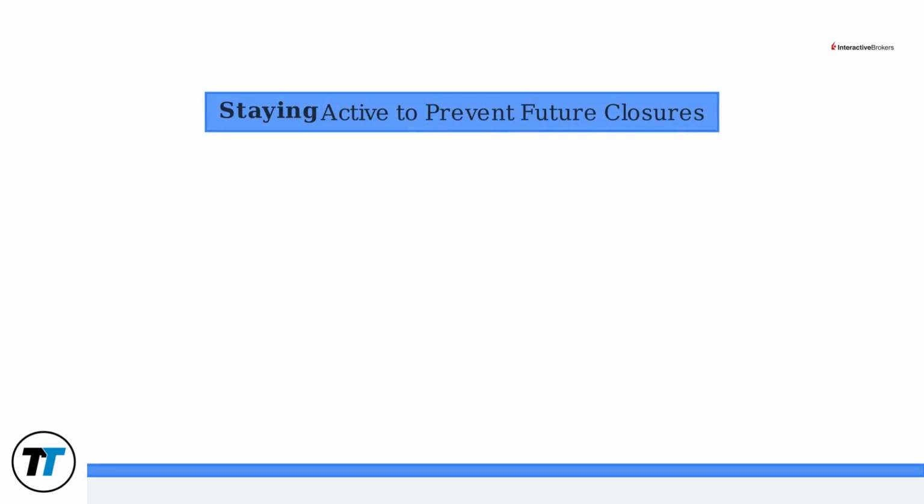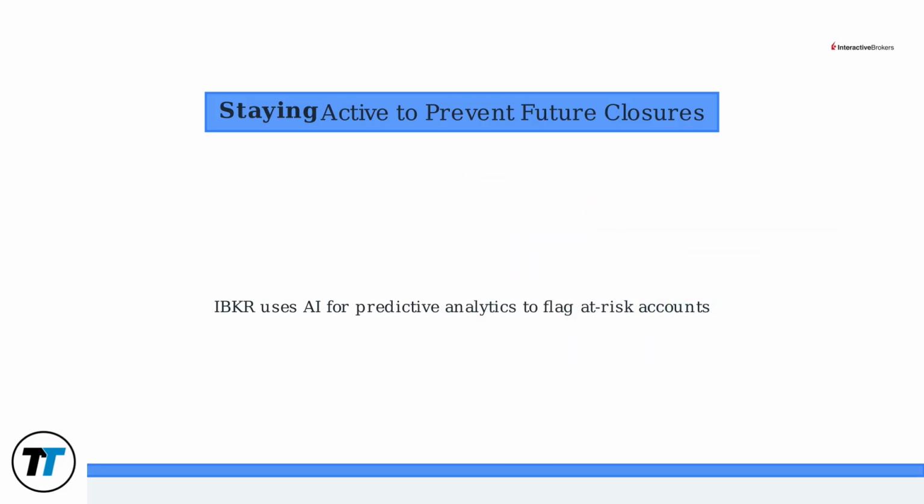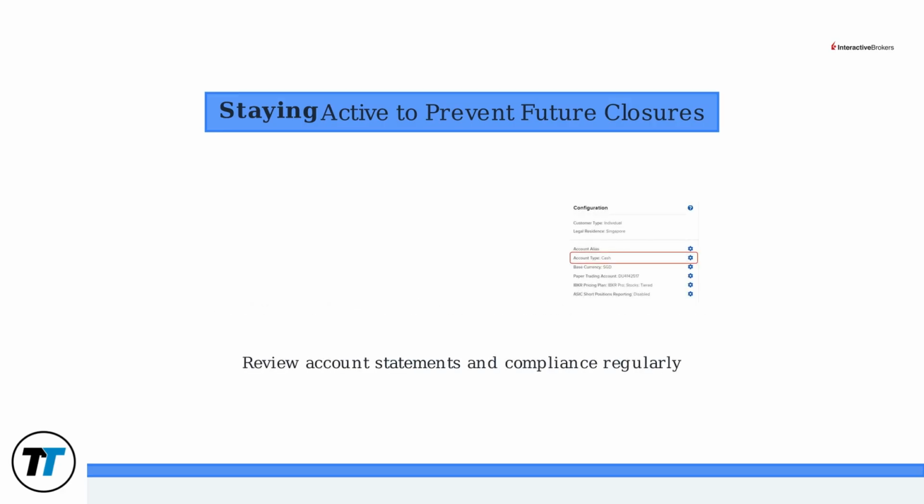To prevent future account closures at Interactive Brokers, maintain regular activity by logging in periodically and executing trades. Consider setting up automated alerts to notify you of low balances or prolonged inactivity. IBKR has adopted AI for predictive analytics, proactively flagging at-risk accounts and sending alerts to help prevent closure. Regularly review your account statements and compliance information to ensure everything remains in good standing.